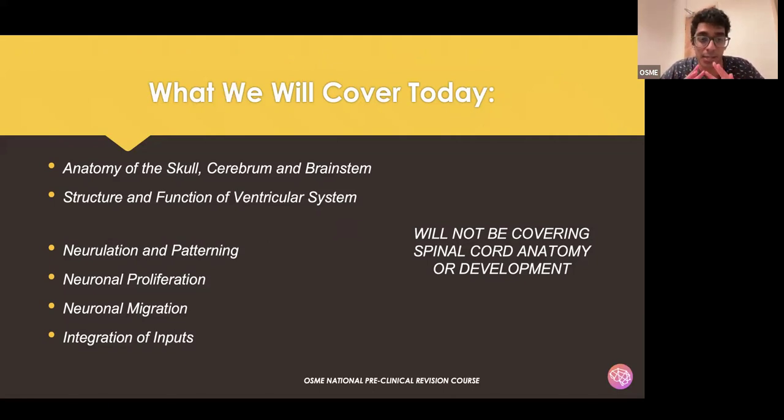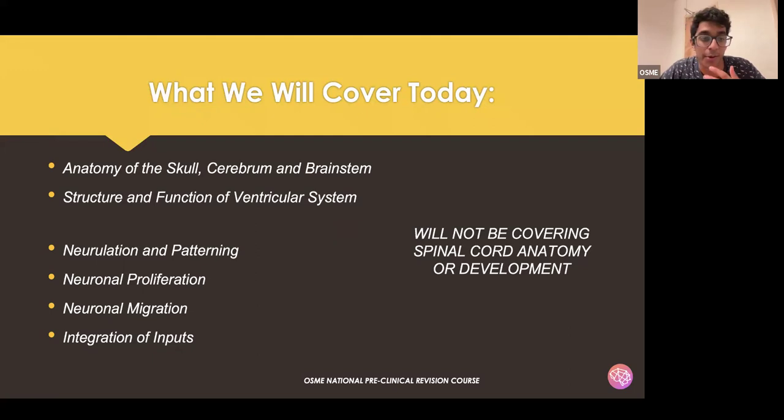We're going to start off by looking at the anatomy of the skull, the cerebrum, and the brainstem. Then we're going to briefly focus on the ventricular system. I'm also going to try to bring in some clinical context, which will make life easier, especially as you get into the clinical years, but also gives you things to think about and maybe write about in your essays.